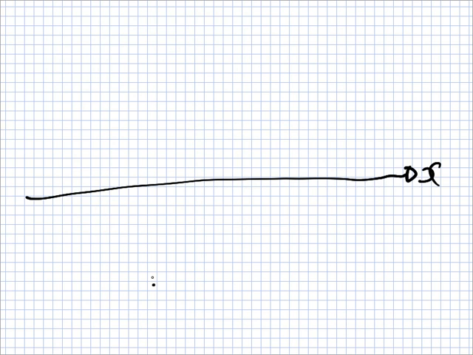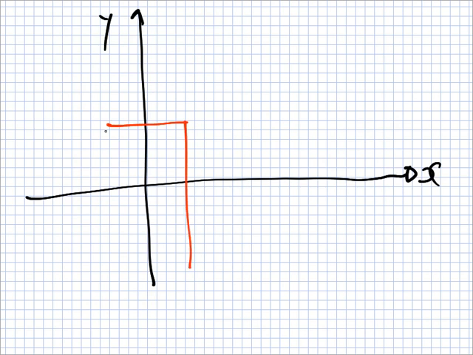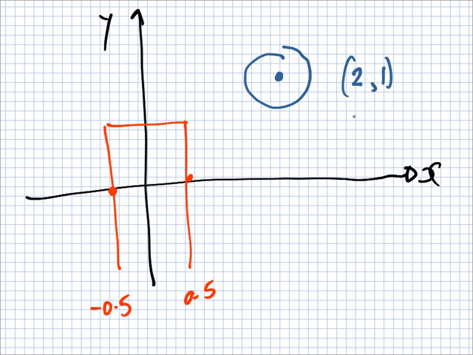X, Y. And we have this here. How big is it to here? This is minus a half. And to here is a half. And then we have a circle up here. What's the center of the circle? 2 and 1. And what would you say the radius is? A half, isn't it? Okay, so let's have a look at the statements. Which are true? There could be more than one answer.